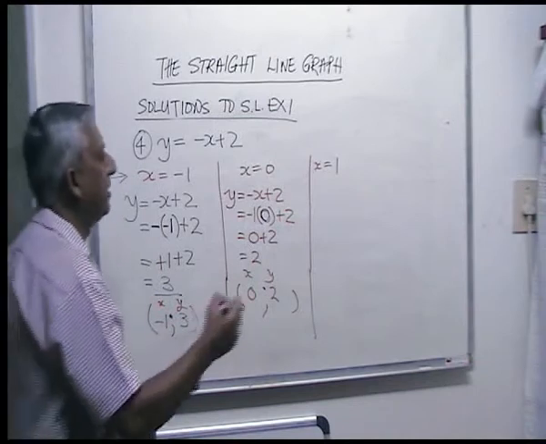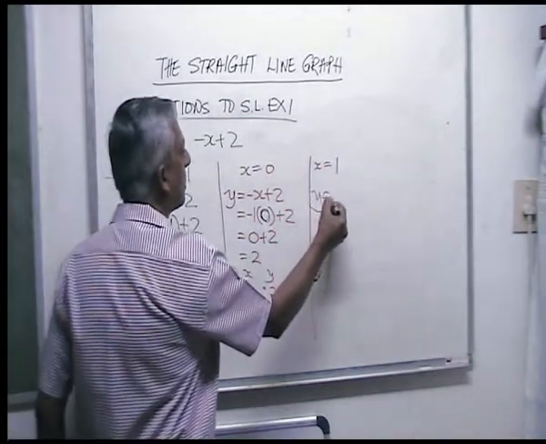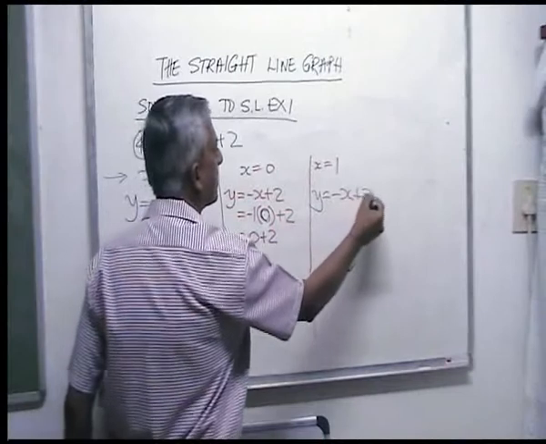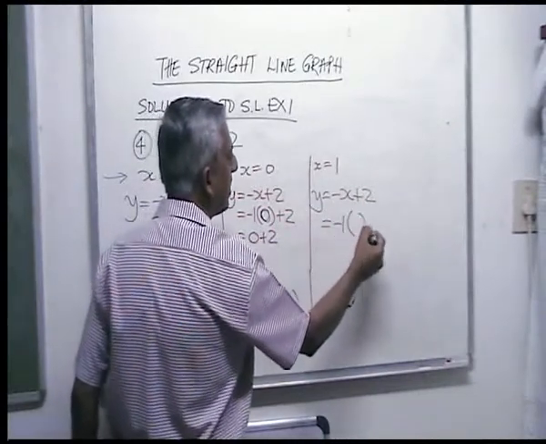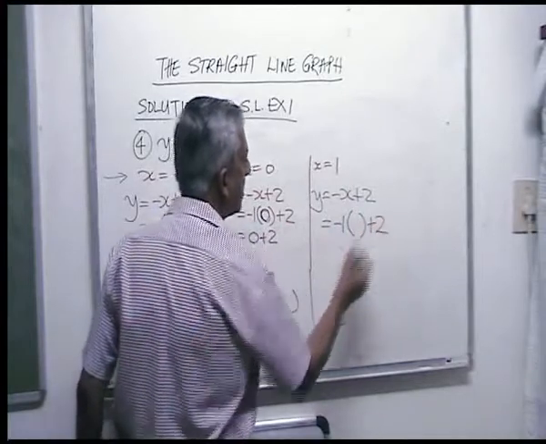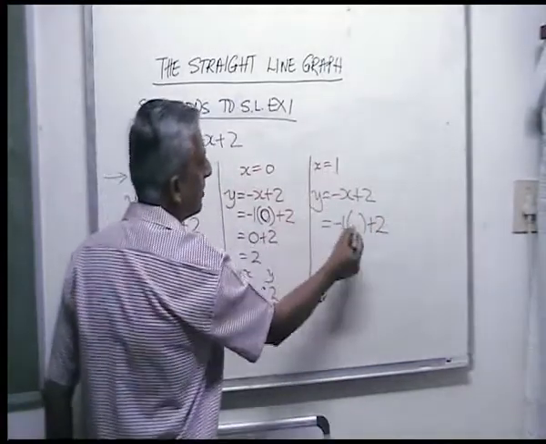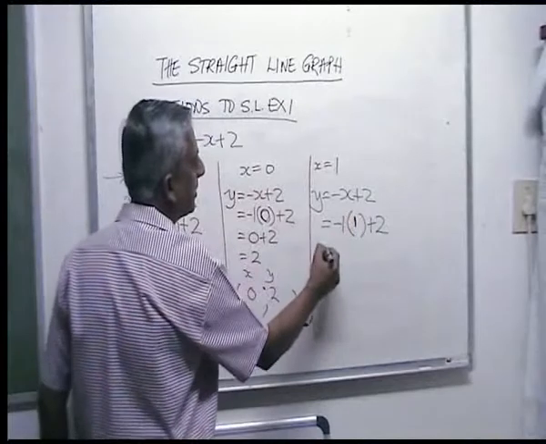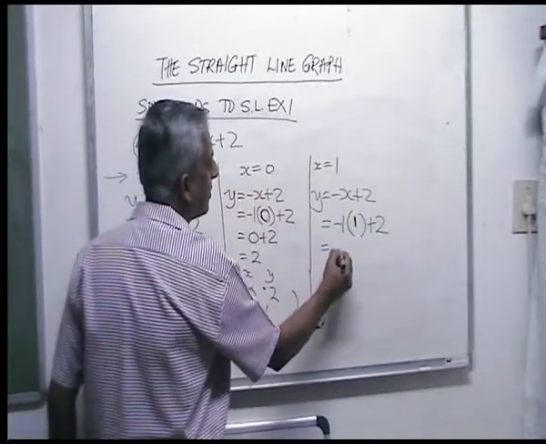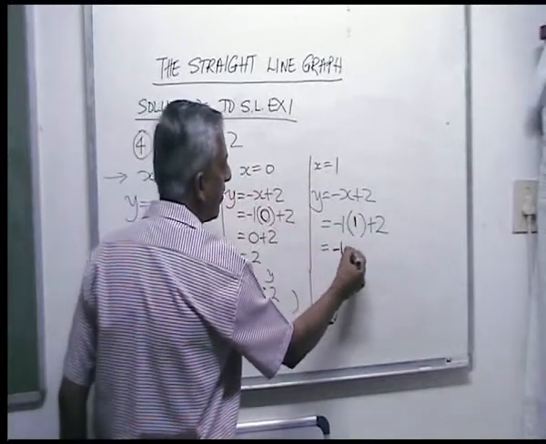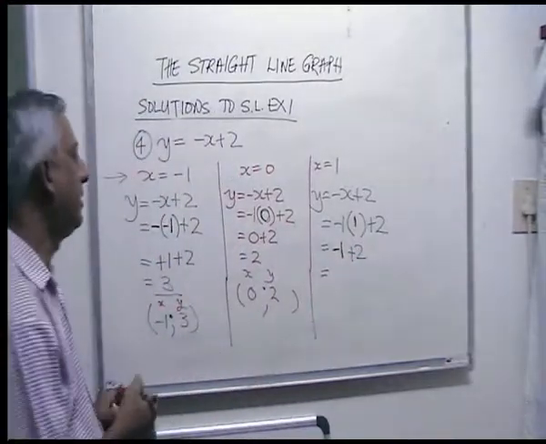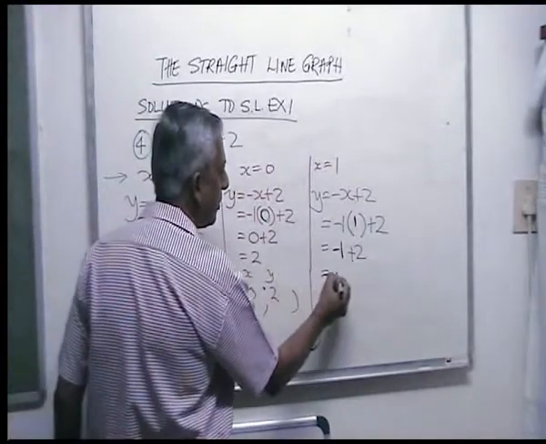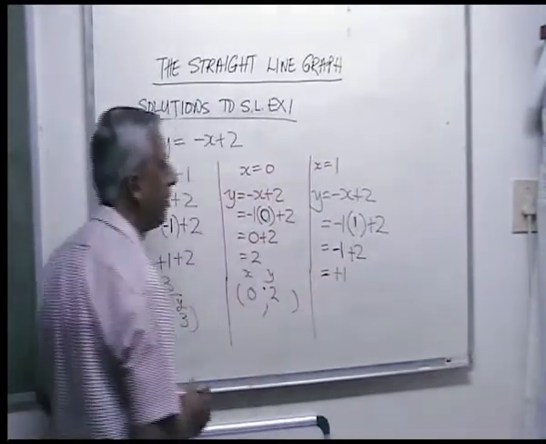And the last one, finally, y is equal to minus x plus 2. There's your minus 1. There's your place for the x plus 2. Now x is 1, so you put the 1 in here. So minus 1 times 1 gives you minus 1 plus 2. Now be careful. You owe 1 and you have 2. Therefore, you'll end up having 1.